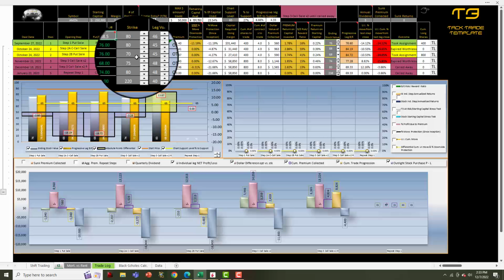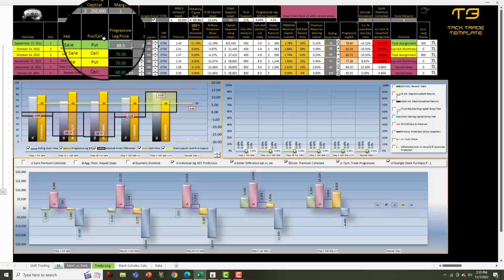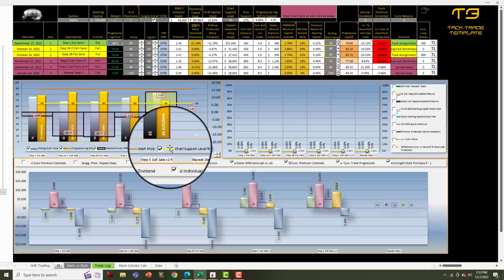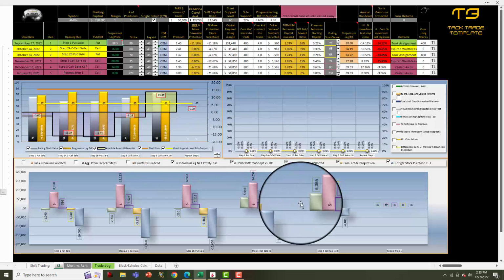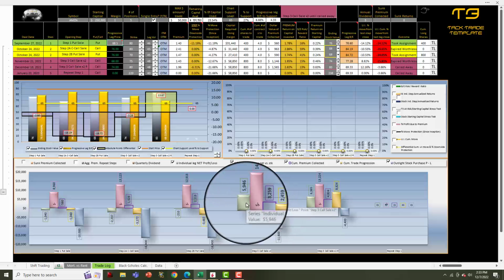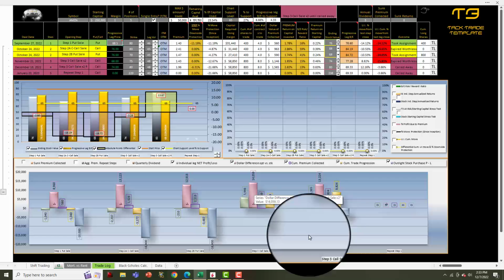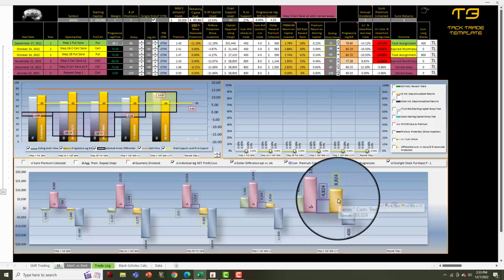Whereas the share purchaser just goes out there and says, what's the going price? Yeah, give me 800 shares at $88.50. I'm assuming he or she has a lot of money and a lot of capital. So again, this is the individual leg net profit or loss. This is the dollar difference. So in the end, how did the T3 strategy do?